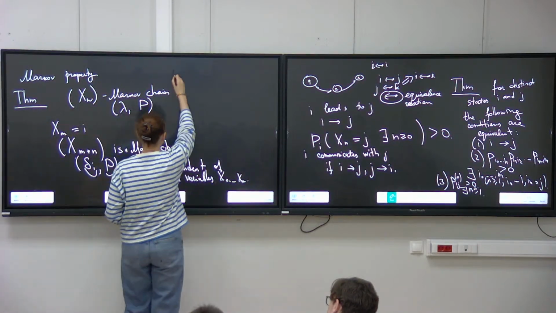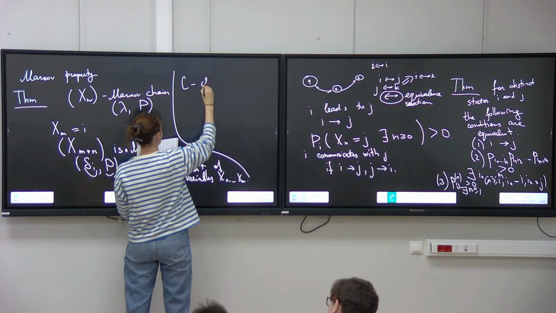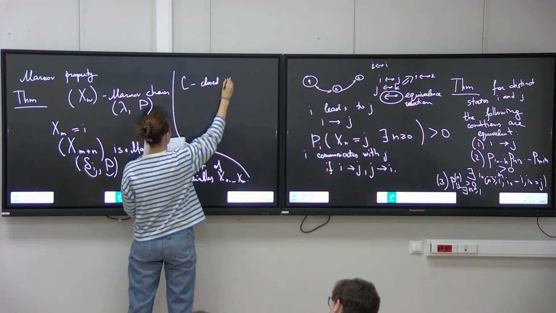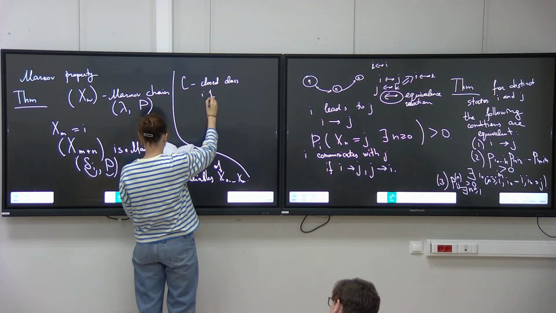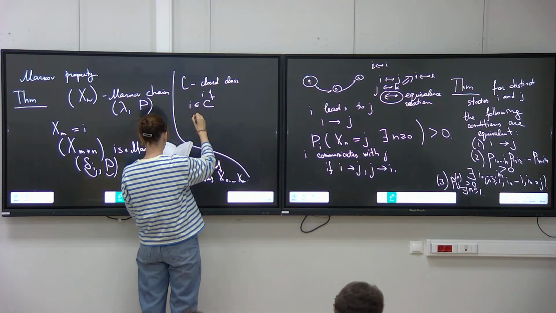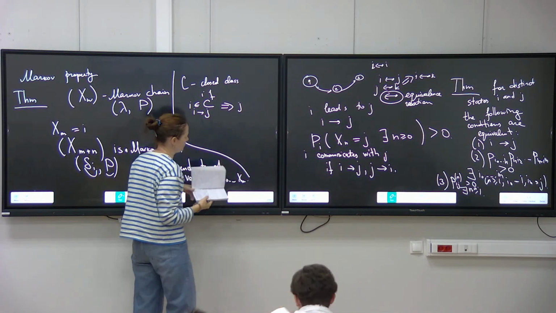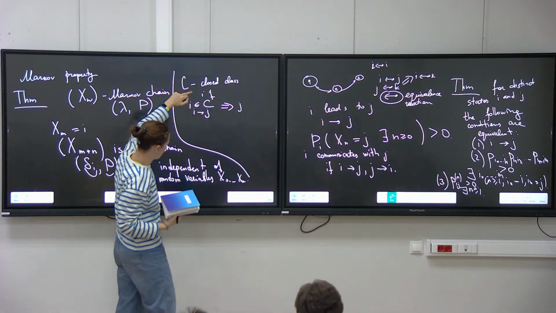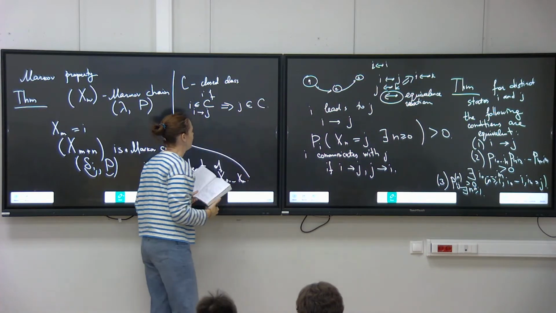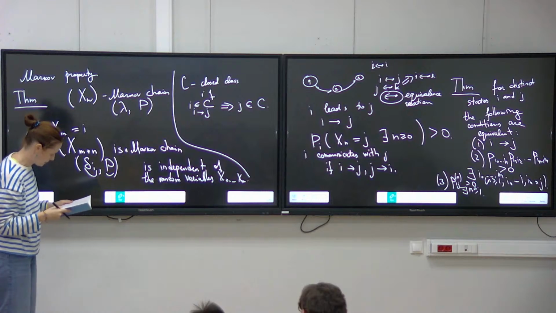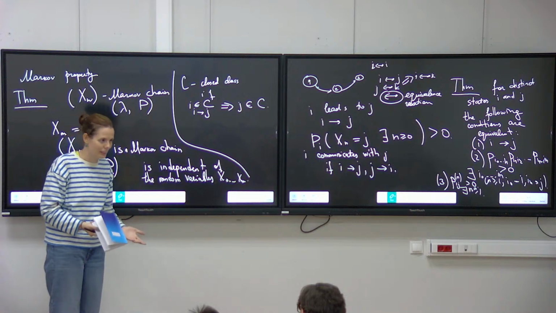So, since it's an equivalence relation, we have a partition of the communicating classes. So we can make a definition. We will call a class C closed if, for an element from this class, if we know that it leads to some other element, then this element is necessarily in our class. If this property is satisfied, the class is called closed. Closed means that we cannot escape from this class.